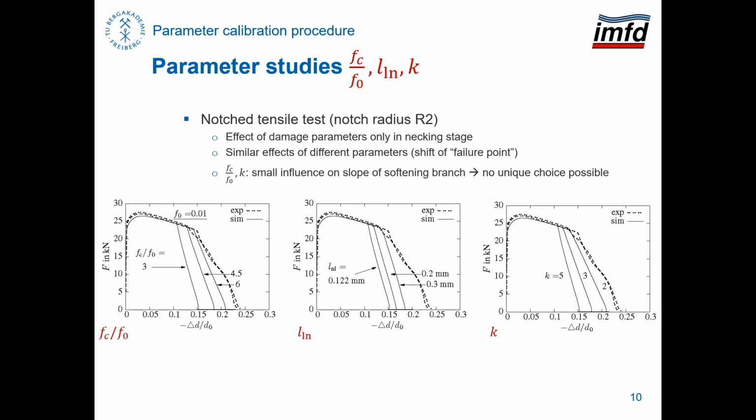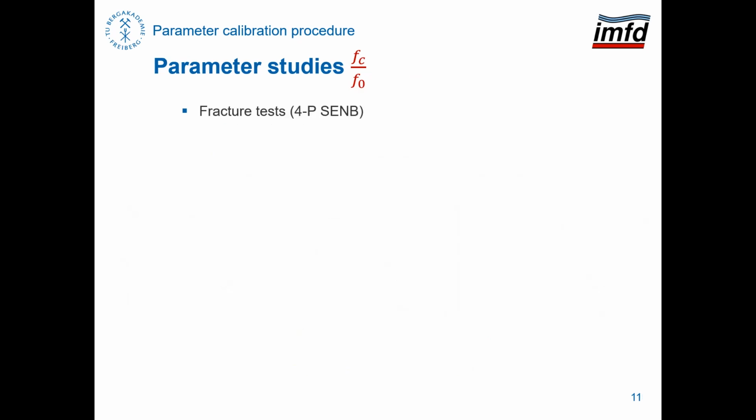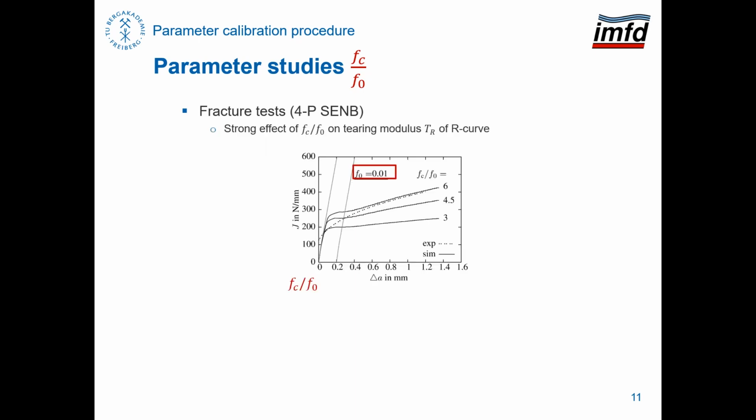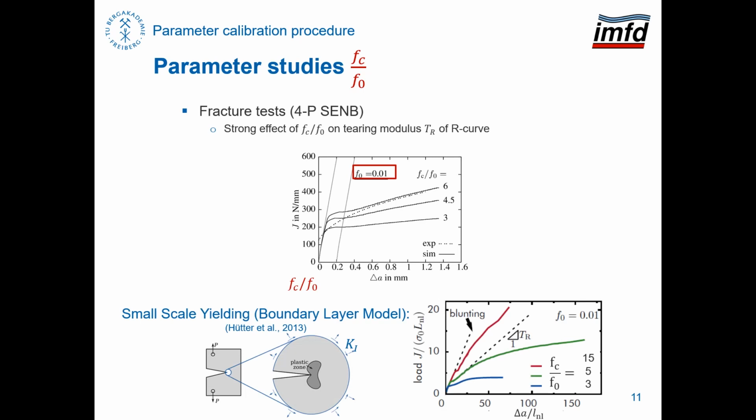A slight influence of Fc and K on the slope of the softening branch is visible, but it becomes clear that no unique choice of the parameters is possible, and therefore the notch tensile test alone isn't suited for identification purposes. On the other hand, for the fracture mechanics SANB test, the ratio Fc/F0 strongly affects the tearing modulus of the simulated R-curve. This finding for the GTN model is also known from previously performed systematic small-scale yielding simulations utilizing a boundary layer model. It is remarkable that the ratio Fc/F0 is important.